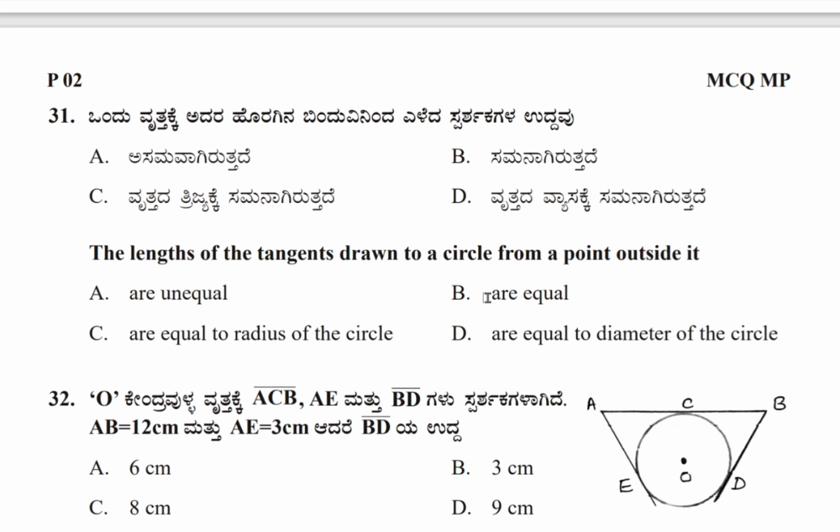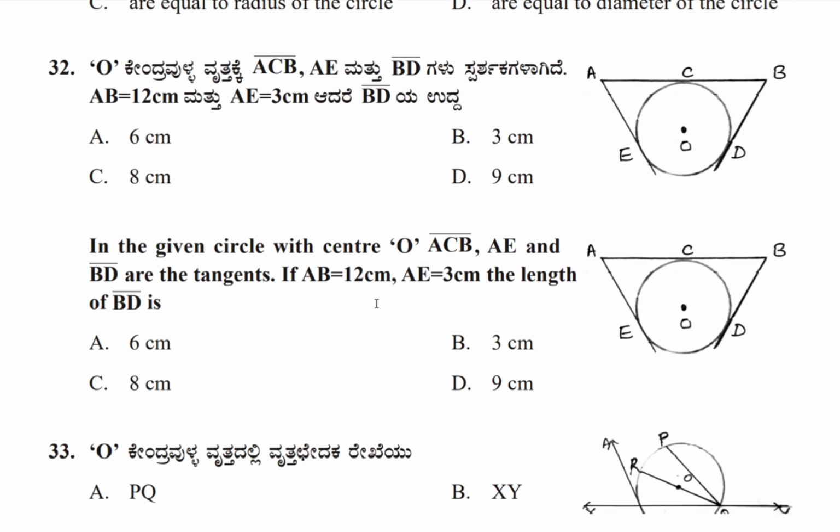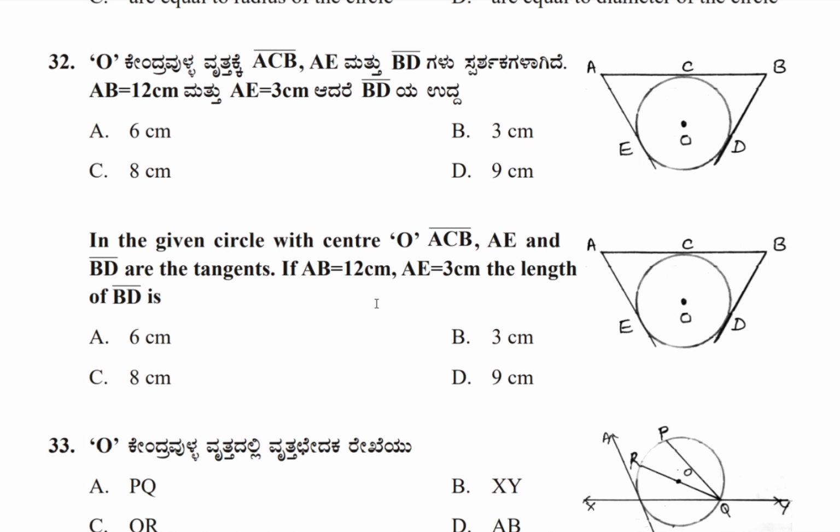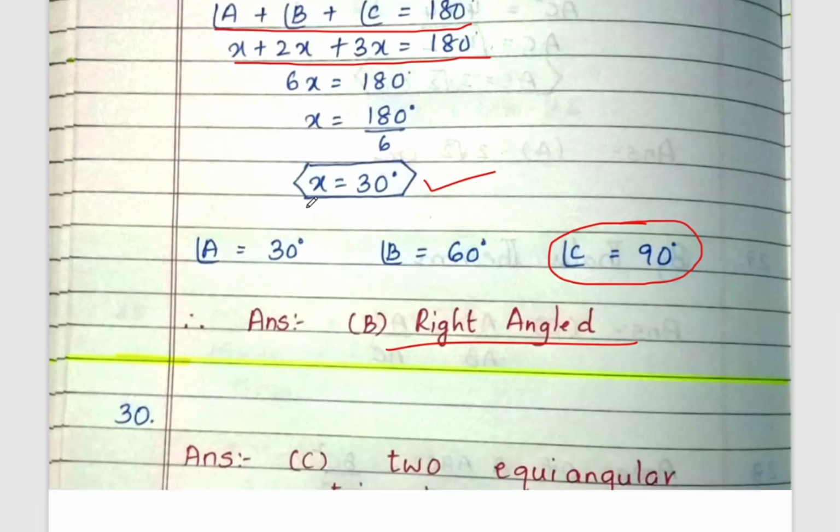The lengths of the tangents drawn to a circle from an external point outside it are always equal. In the given circle with center O, ACB, AE and BD are tangents. If AB equals 12 cm, AE equals 3 cm, the length of BD is. Again, by using the concept that tangents drawn from an external point to a circle are equal, this question can be solved. That is the external point theorem of circle.